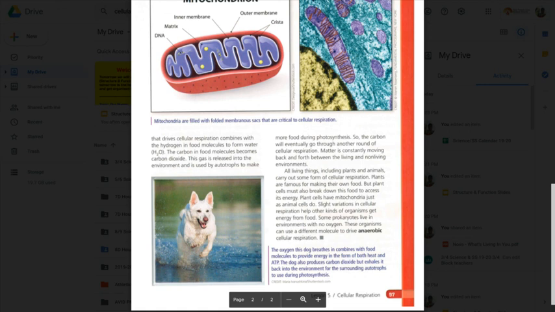Plants are famous for making their own food, but plant cells must also break down this food to access its energy. Plant cells have mitochondria just as animal cells do. Slight variations in cellular respiration help other kinds of organisms get energy from food. Some prokaryotes live in environments with no oxygen. These organisms can use a different molecule to drive anaerobic cellular respiration.